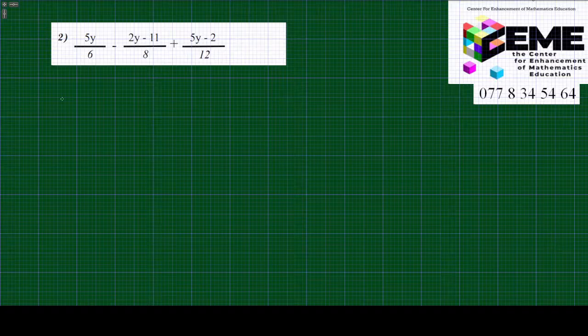Right? So we got to simplify. The first thing we got to check is, look at the denominators. Are they the same? 6, 8 and 12. Obviously they are not the same. So the first thing you got to do is find out a value that can be used as the common denominator.